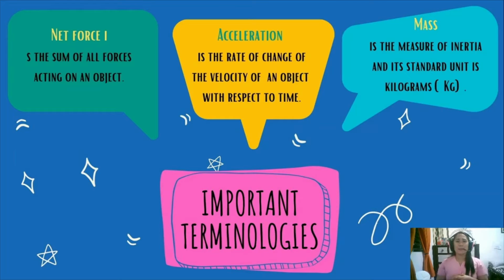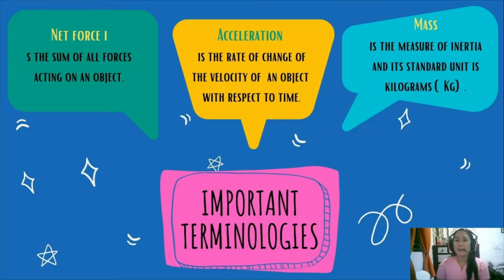So let us relate these 3 terminologies because these are the 3 words that we will keep going back to as we go along with our lessons. Number 1 is force or net force. It is the sum of all forces acting on an object. Acceleration refers to the rate of change in the velocity of an object with respect to time. If you still remember the formula of acceleration from grade 7, acceleration is equal to final velocity minus initial velocity divided by time.